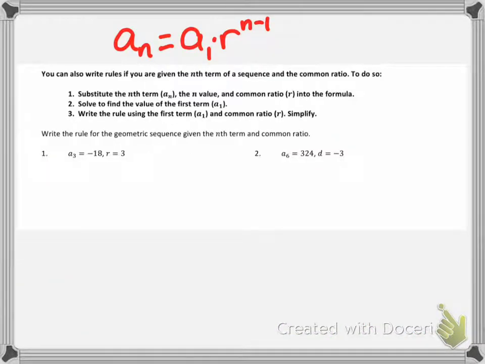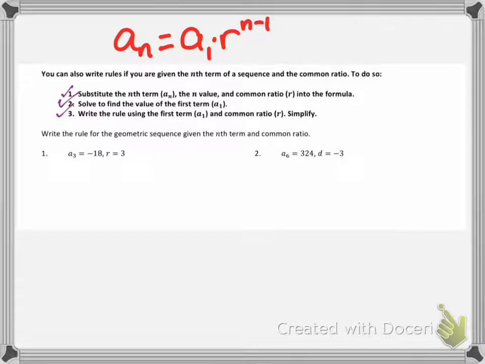So the last part of this is kind of similar to what we did with arithmetic sequences. If I give you a random term in the sequence and the common ratio, let's find that first term so we can go ahead and write the rule. Same steps that we went over in the last video: if I give you a random term and the common ratio, we're going to substitute those things into the formula first, find that first term, and then write the rule using the first term and the common ratio.